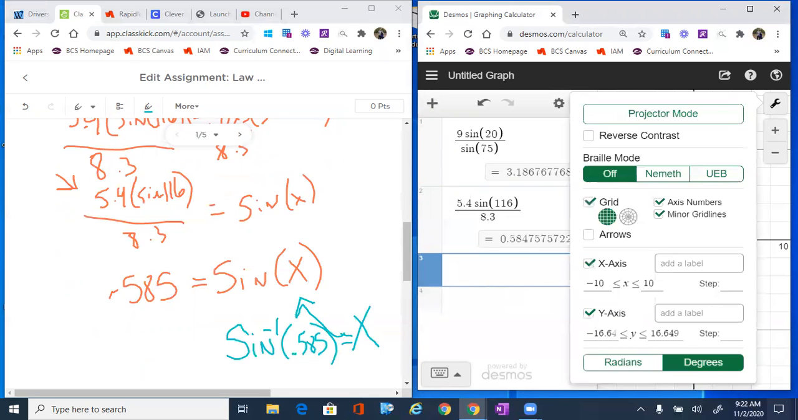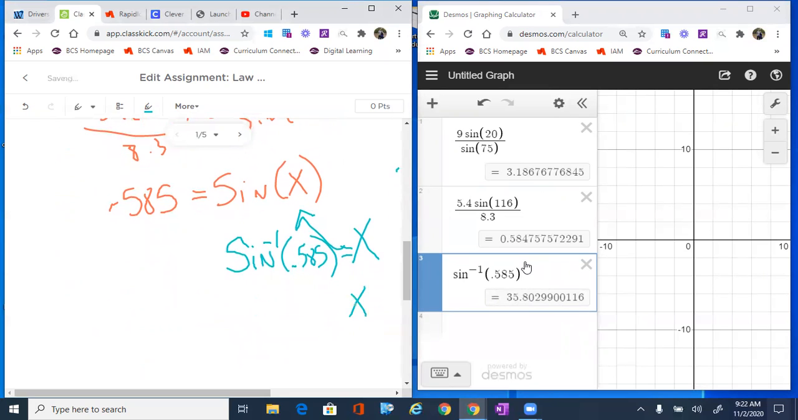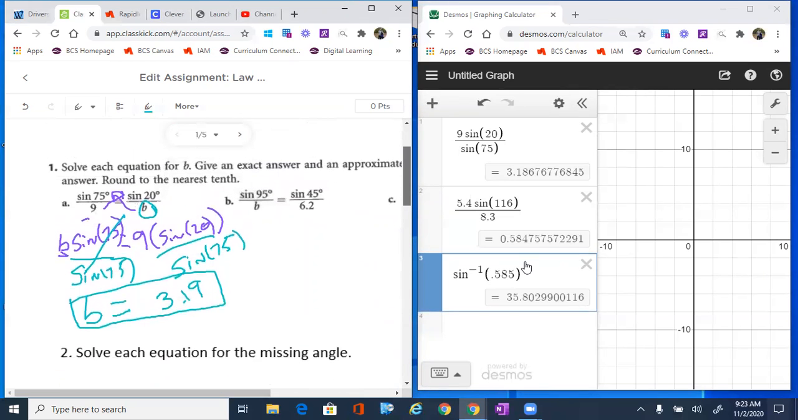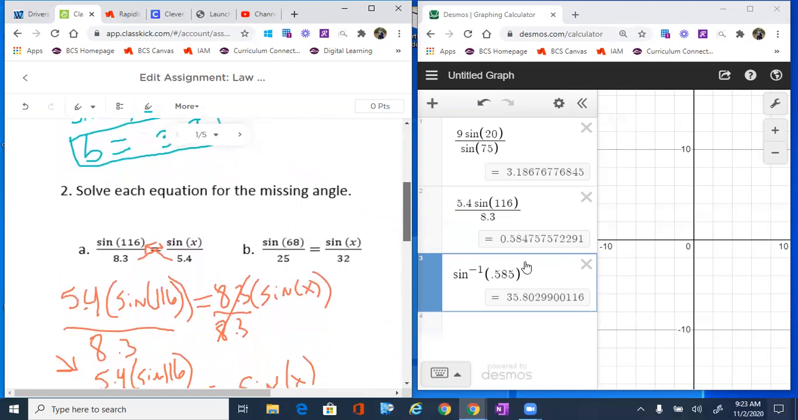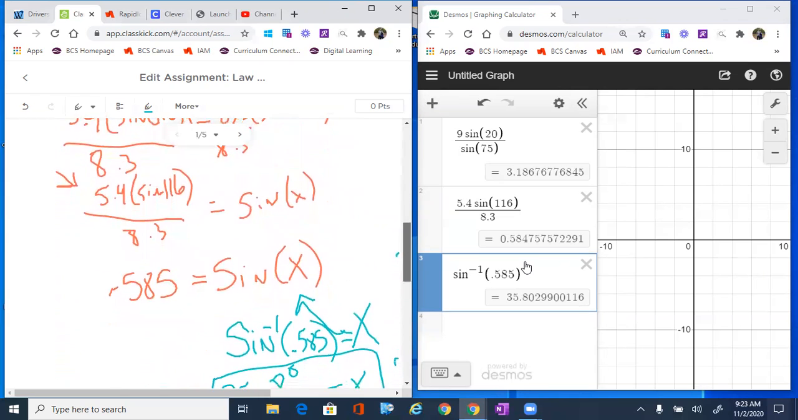So once again, go to the wrench. We make sure we're back in degrees, and we are because we started there. Let's go sine inverse. And then we're going to put in 0.585, and it gives us an angle of about 35.8 degrees. So x equals 35.8 degrees. And that's how we solve a proportion looking for a missing side with the law of sine. For B, that's a missing side. And then how do we use the law of sine or proportion and solve an angle using a proportion?